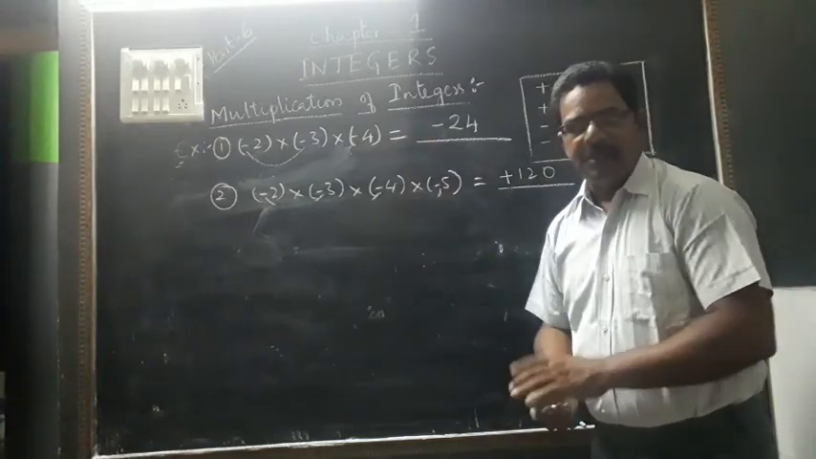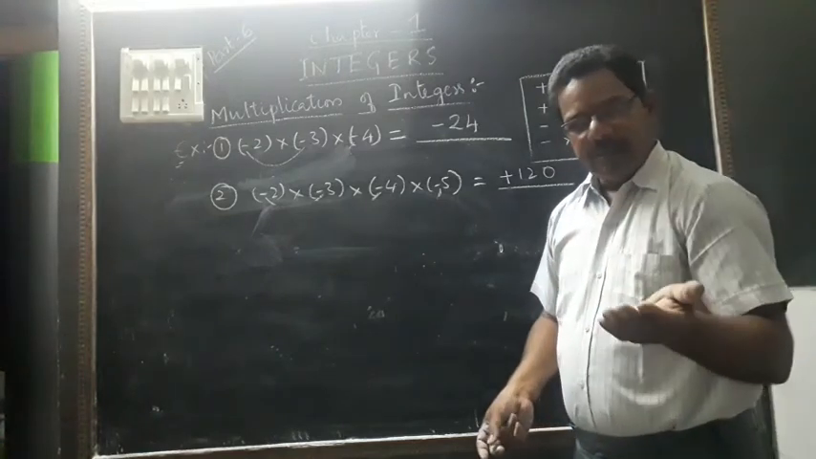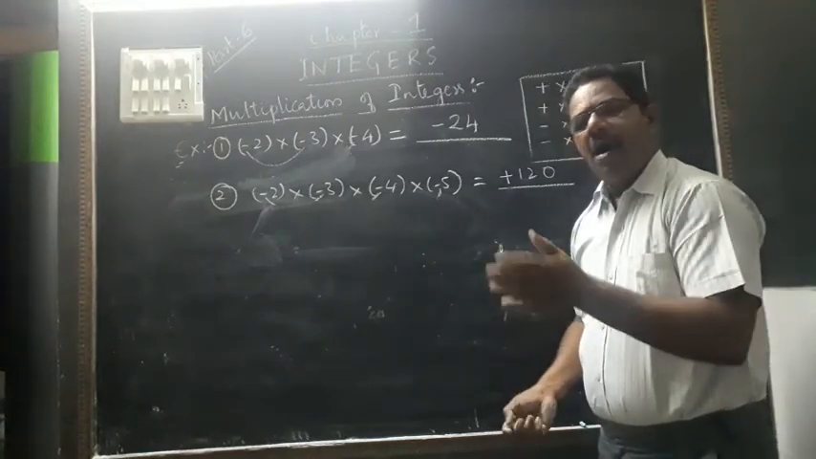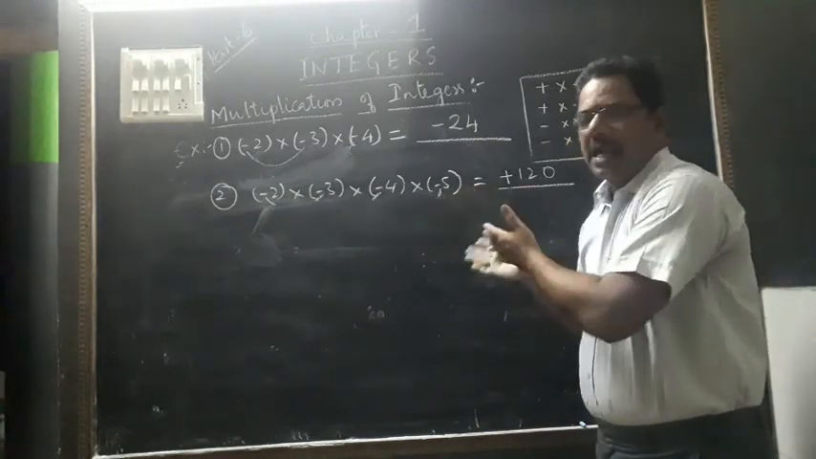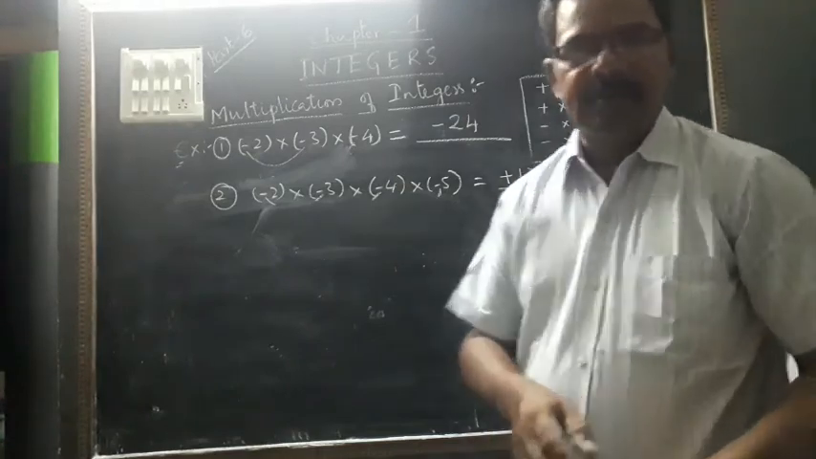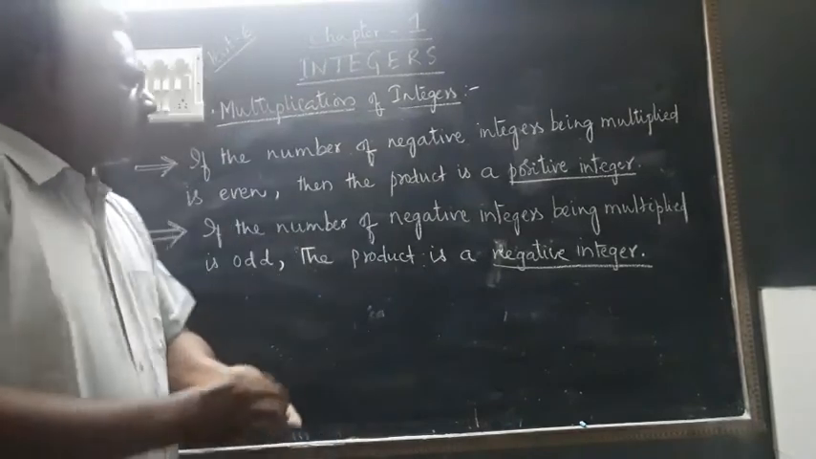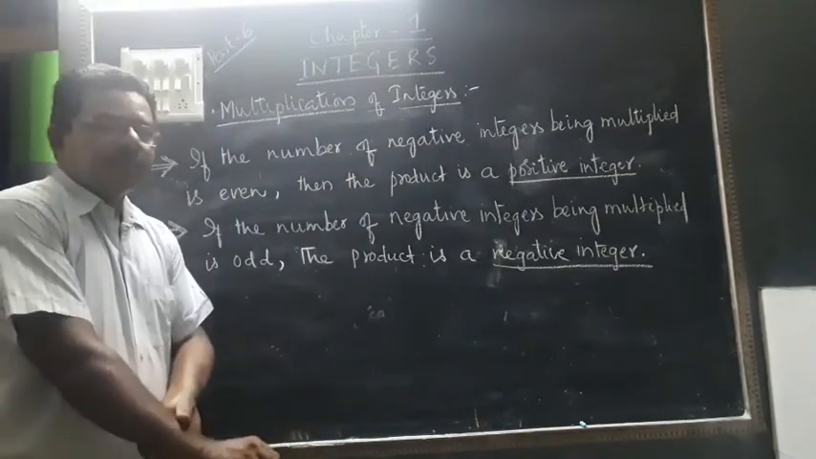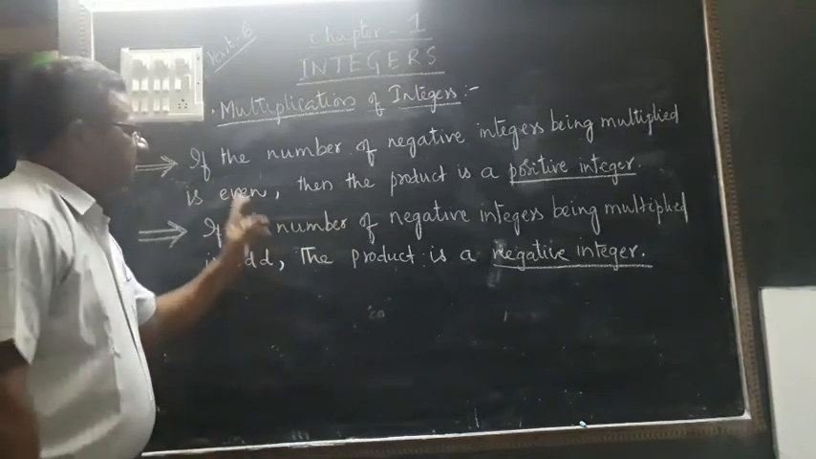What are the two things? If the given number of negative integers is either an even number or an odd number, depending on that only we can write the final symbol. Okay, understand? So in the multiplication of integers, you have to remember two things. What are the two things?